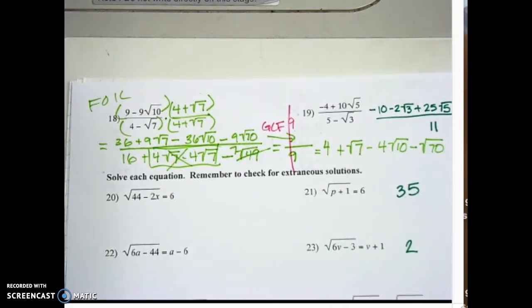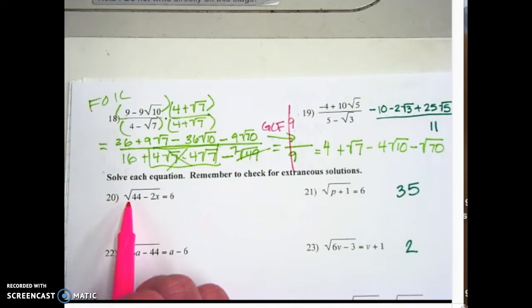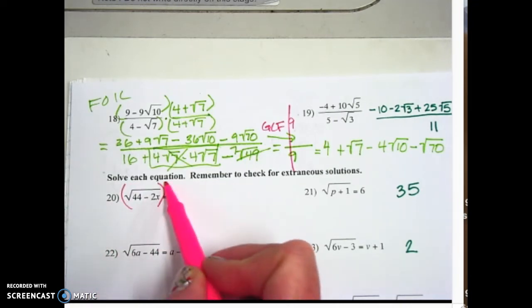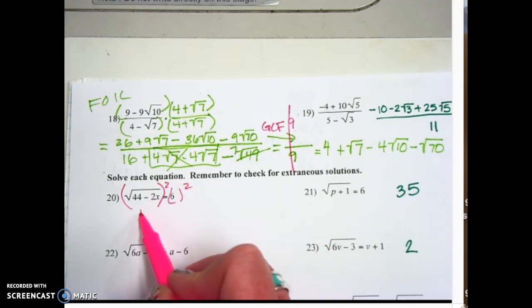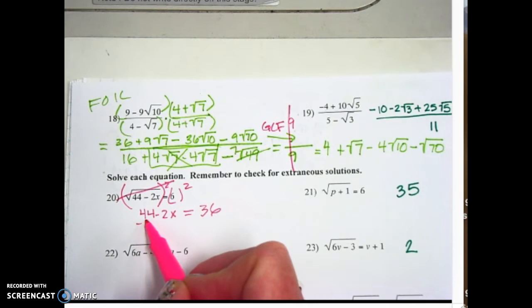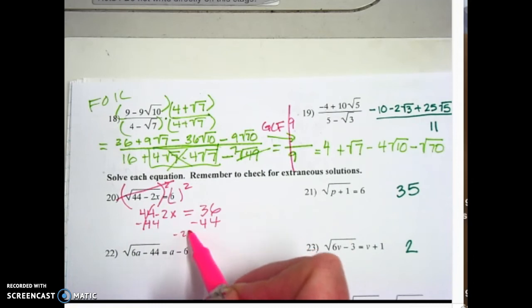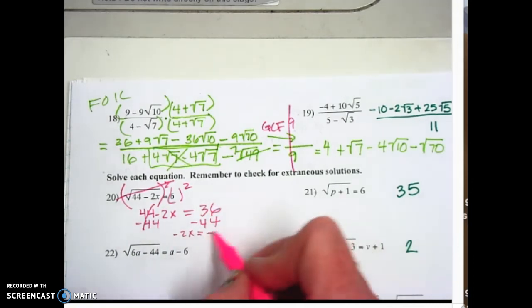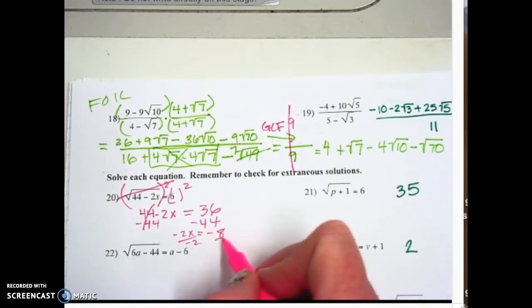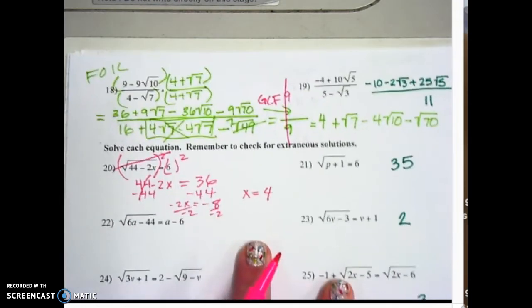All right. Jumping down to number 20. Solve each equation. Remember to check for extraneous solutions. So number 20, I have a square root, so the inverse operation is to square. So I'm going to square both sides. That gives me 44 minus 2x on the left, because these are inverse operations and they cancel. On the right, I have 6 squared, which is 36. I'm going to subtract 44 from both sides. That leaves me with negative 2x equals negative 8. Divide by negative 2, so I get x equals 4. That one's not too bad.